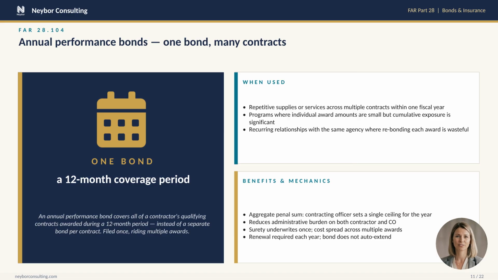Section 28.104 covers a useful, lesser-known instrument, the annual performance bond. Instead of a separate bond for every award, you furnish one bond that covers all qualifying contracts you receive over a 12-month period. When does this make sense?